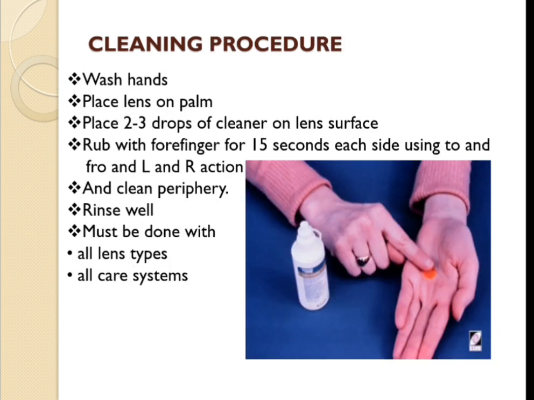So the cleaning procedure: first wash the hands with soap, then place the lens on the palm. As you can see in the image, place 2 to 3 drops of cleaner on the lens surface. Rub with your finger for 15 seconds on each side, using a to-and-fro and left-and-right action. Means first with the right hand finger, and the other with the left hand finger.